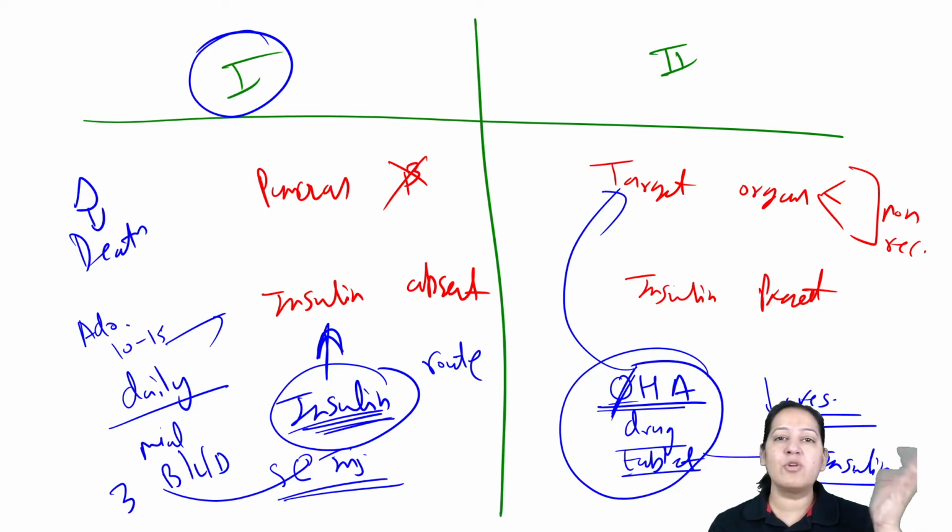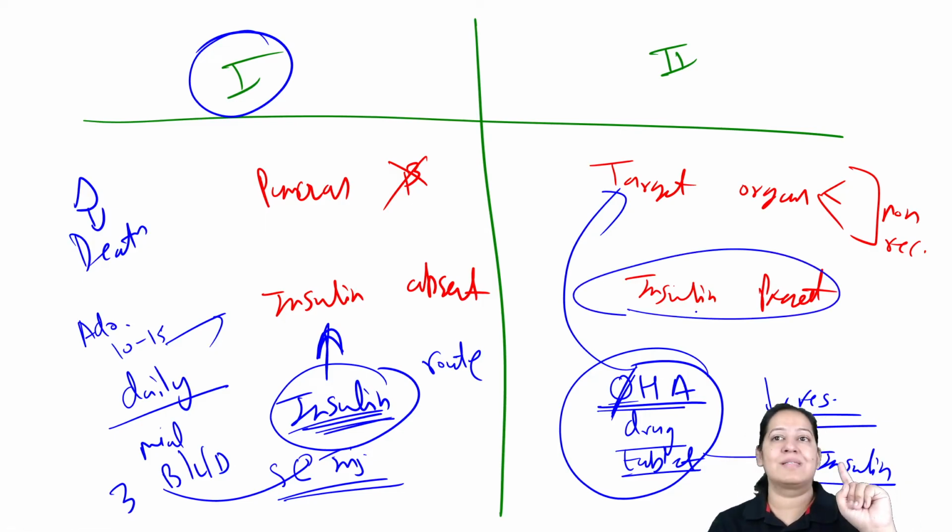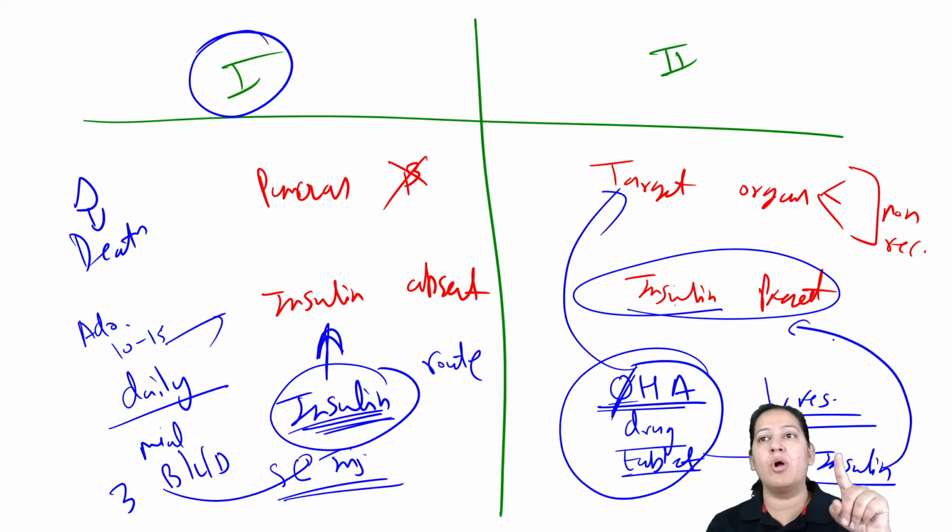You will say, ma'am, there is resistance to insulin, there is low-level resistance, and a little natural insulin is there. But when we give artificial insulin also, the amount of insulin will become high, it will overcome the resistance. So that is the answer, right?